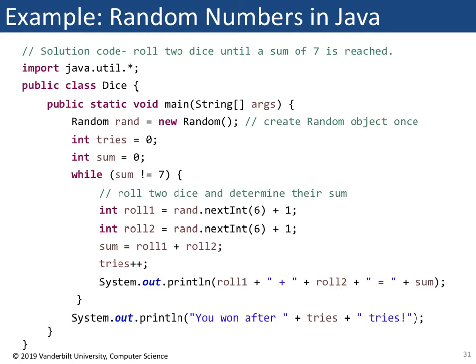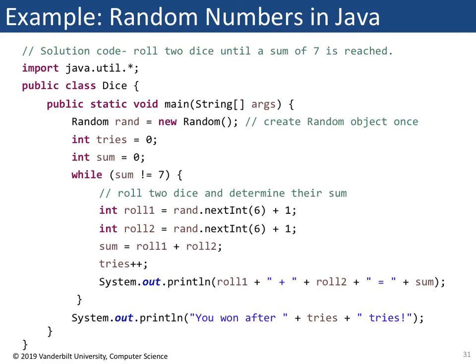Then we're going to declare an integer variable called tries and an integer variable called sum. And then our loop is going to continue until sum is equal to 7. So as long as sum is not equal to 7, we are going to continue to loop, and we're going to keep track of how many tries we execute. So we're going to do an increment on tries.